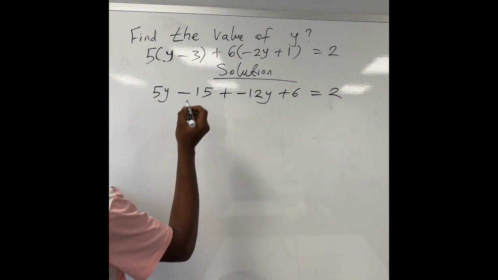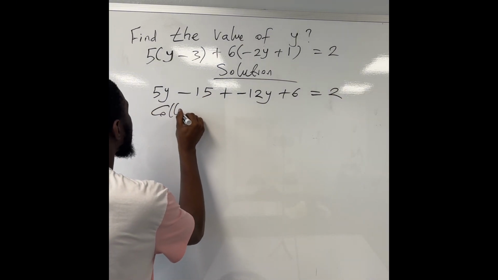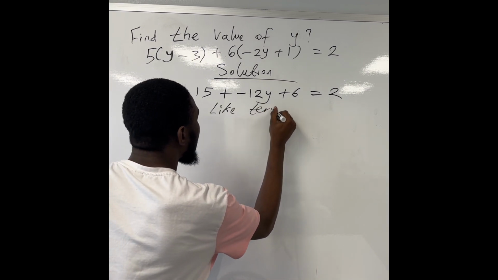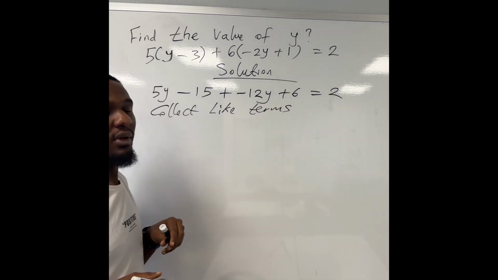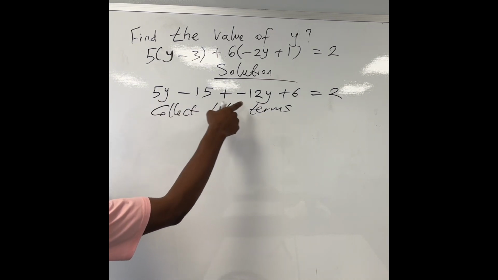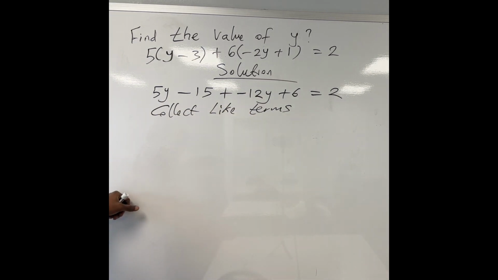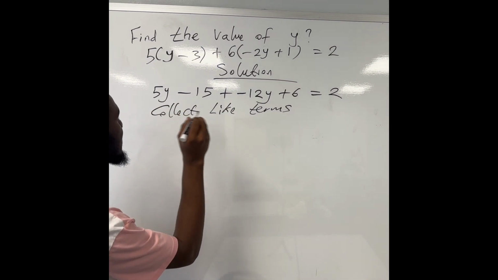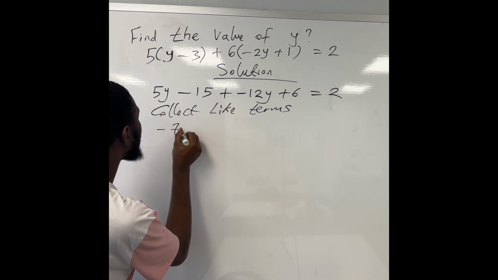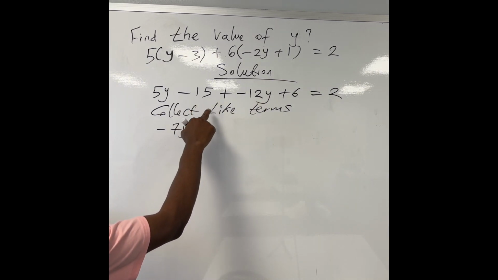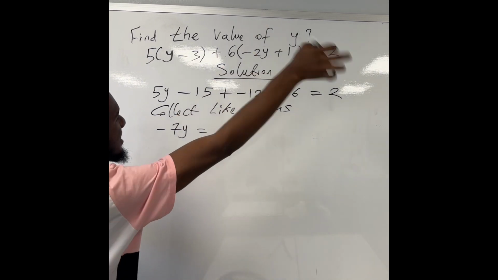You do what? You collect like terms. Right? So from here, you have 5y here. You have minus 12y. So 5y minus 12y will give you what? Minus 7y. Minus 7y equal to, here you have, first of all, let's take these numbers to this side.